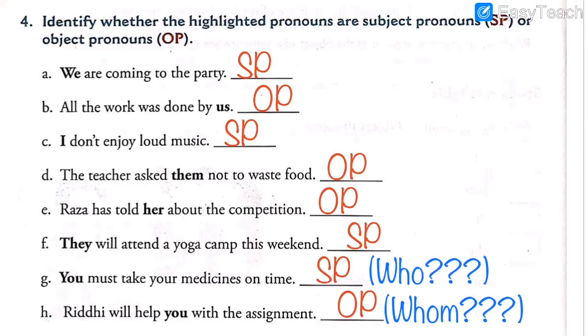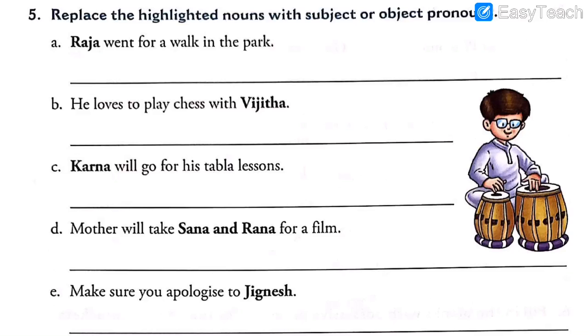Now moving ahead to the next exercise. Now you will leave a line and give the heading Exercise 5. Replace the highlighted nouns with subject or object pronouns. The nouns which are highlighted in the sentences, we have to replace those nouns. We have to replace those names of people with the pronouns. As you can see in the sentences, the highlighted words are the names of the people: Raja, Vijita, Karna, etc. So we have to write pronouns instead of these names.